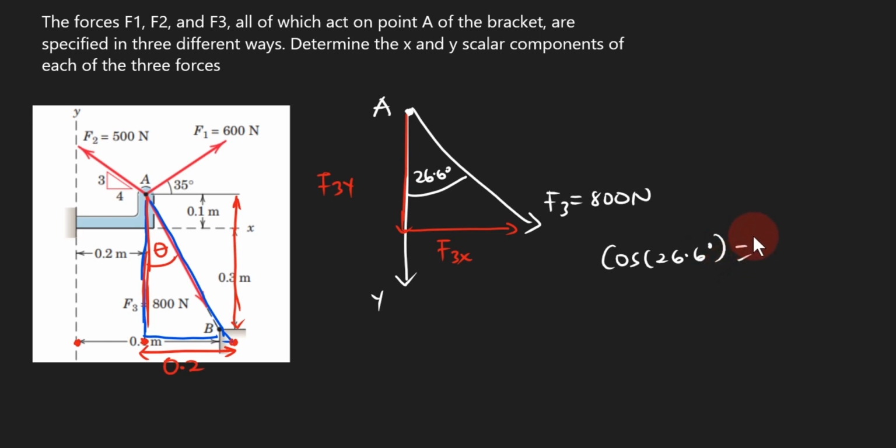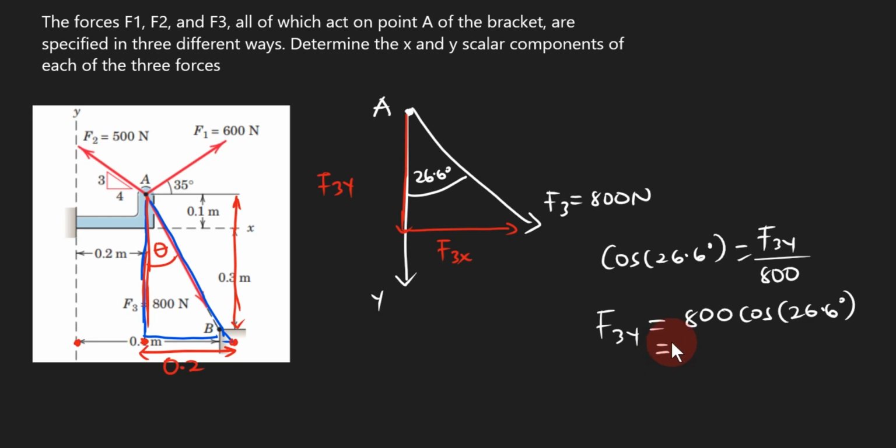So that will be F3y over 800. Okay, so we are going to have F3y to be equal to 800 multiplying cosine of the angle 26.6 degrees. Let's simplify this and see what you get. That will be 800 multiplying cosine of 26.6 degrees.